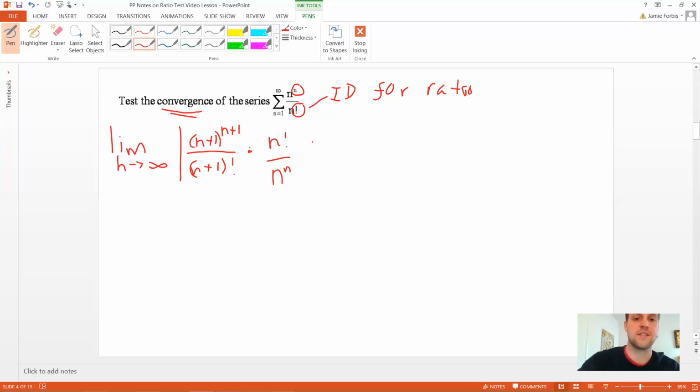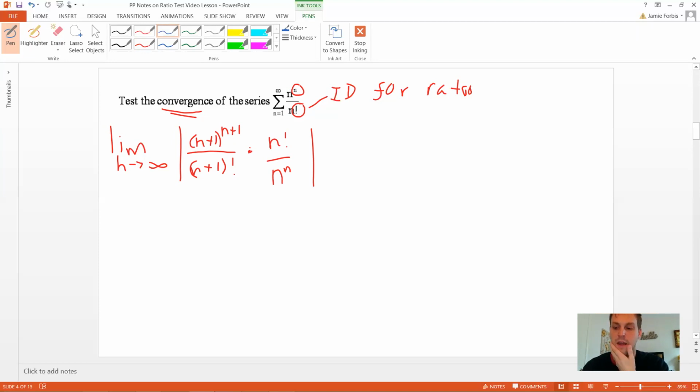Are we okay with that? That is the same thing as saying a sub n plus 1 divided by a sub n. Okay. And now we just got to simplify it, and talk about the limit as n is approaching infinity, because right now we can't really see much. Right?